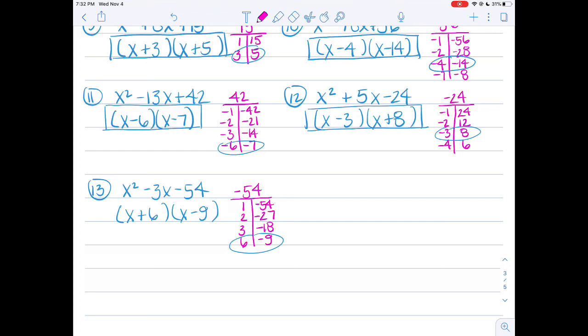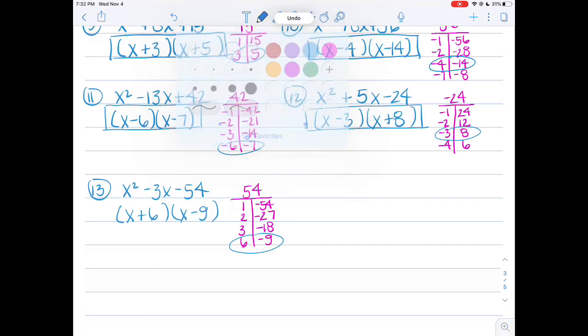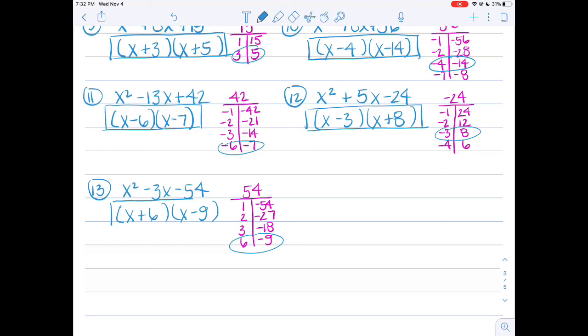I've listed all of my factors with the bigger one being negative, and the last set, 6 and negative 9, are going to add to be negative 3. So that gives me a final factored form of x plus 6 and x minus 9. Now you may be asking yourself, does it matter which order these go in? And the answer is no. x plus 6 times x minus 9 is the same as x minus 9 times x plus 6. So it does not matter which order you put these in.